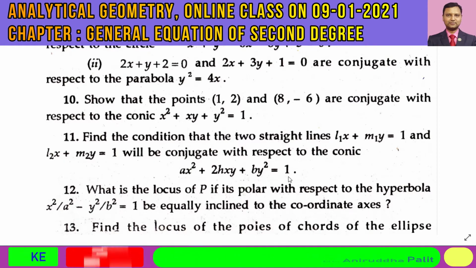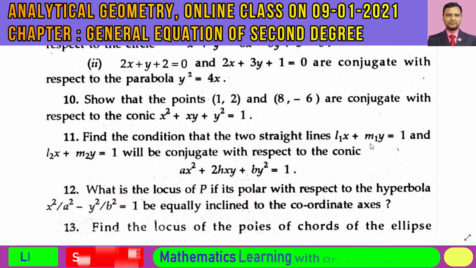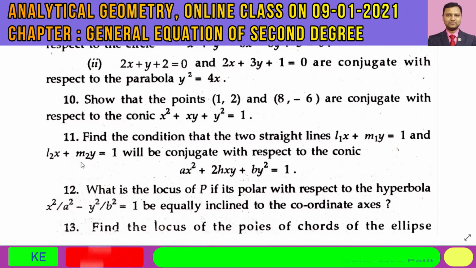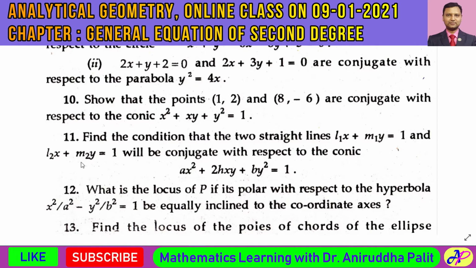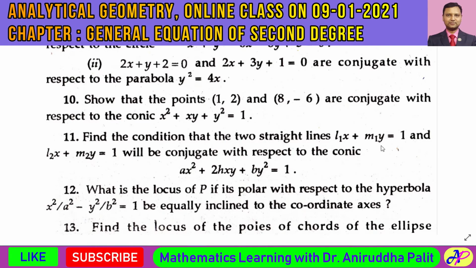So in such examples, what do we need to prove? We need to prove that the pole of one straight line lies on the second straight line, and in that case obviously the pole of the second straight line will lie on the first straight line, and of course these two straight lines are conjugate to each other. So this much we will have to prove.